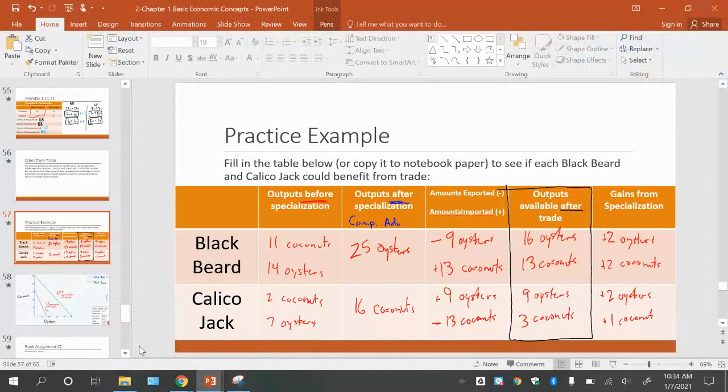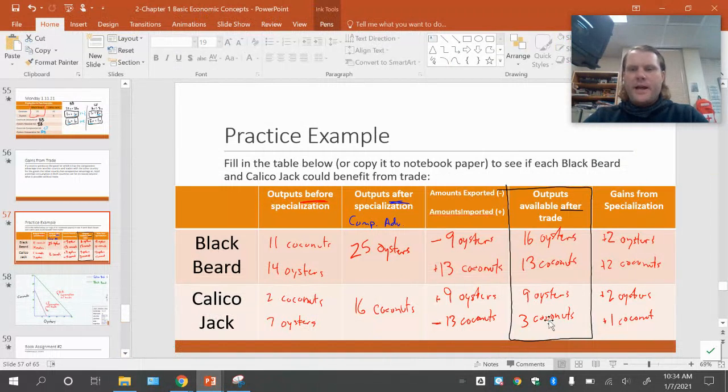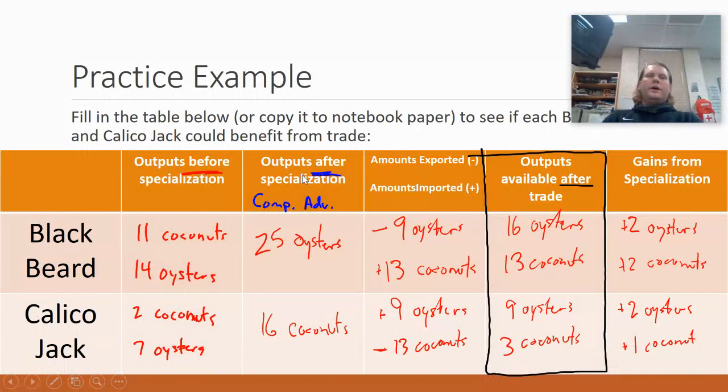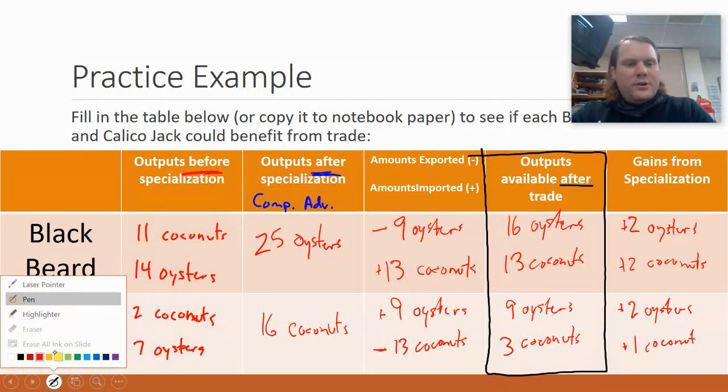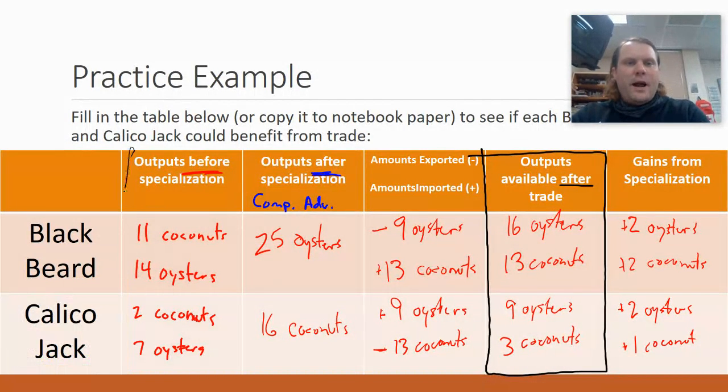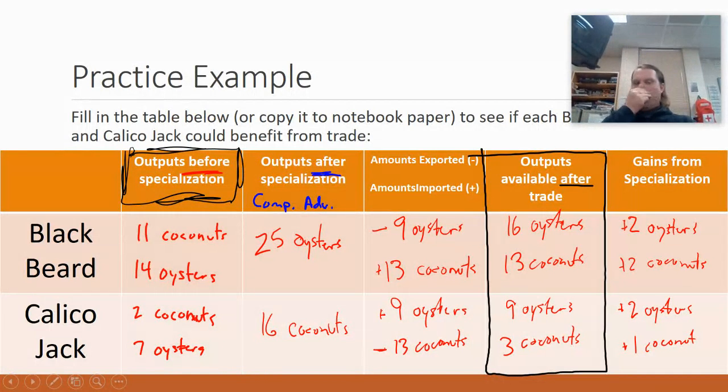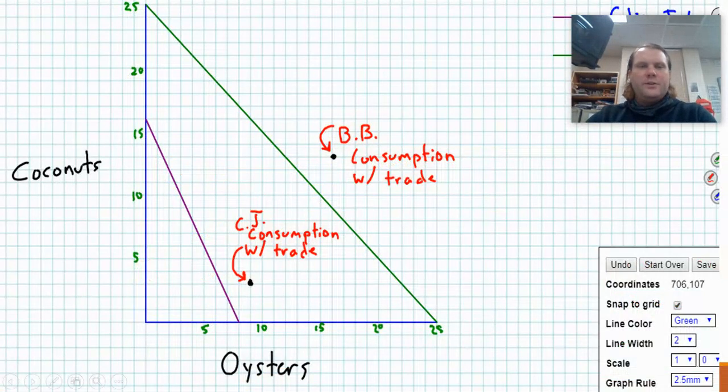Okay, so I went ahead and filled out this chart here. Okay, I'm going to explain it as we go along. So first of all, I just picked a random spot for outputs before specialization. And an output is simply like, okay, what do I produce? So we're going to assume, and we're just going to pick a spot. Blackbeard is going to produce 11 coconuts, 14 oysters. All right. So Blackbeard was 11 coconuts, 14 oysters. That would be on that spot right there.